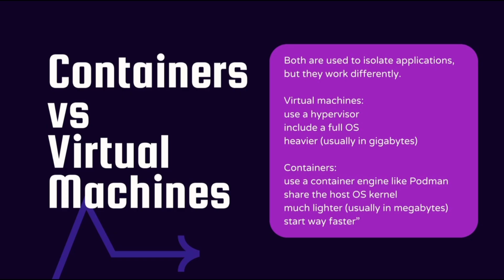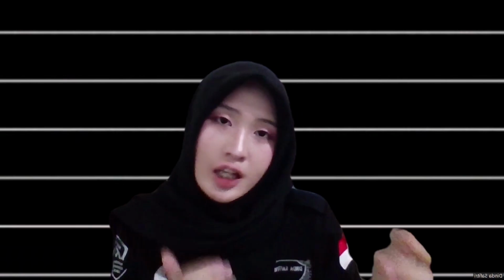But what if we compare a container and a virtual machine? Most of you are going to ask what the difference is between a container and a virtual machine. Are they the same? They're not. Both are used to isolate applications, but they work very differently. A virtual machine uses a hypervisor, includes a full OS, and is much heavier, usually in gigabytes. And a container uses a container engine like Podman. It shares the host OS kernel, and it's much lighter, usually in megabytes. And it also starts way faster. A virtual machine is still useful if you need a full OS or a different kernel, but I'm going to tell you containers are better for lightweight, fast, and scalable applications.